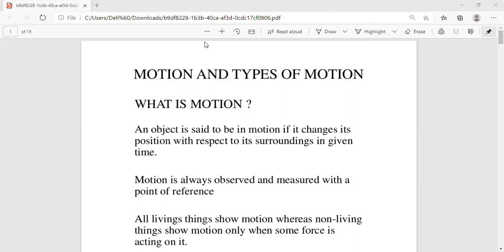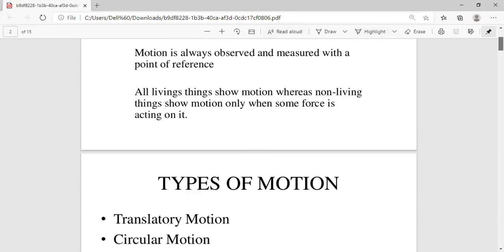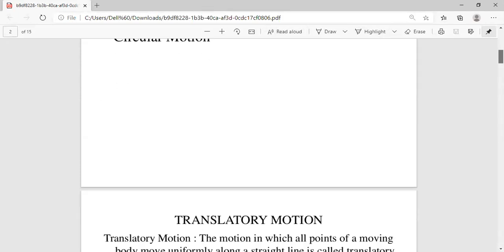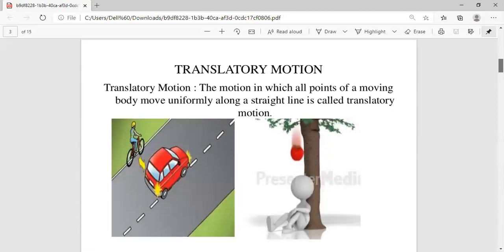So I hope the concept of motion is clear to you, when the object is said to be in motion and when the object is said to be at rest. Next, children, we will discuss the types of motion. In your book, two types of motion are there. One is translatory motion and the other is circular motion. So let's discuss these two types of motion.